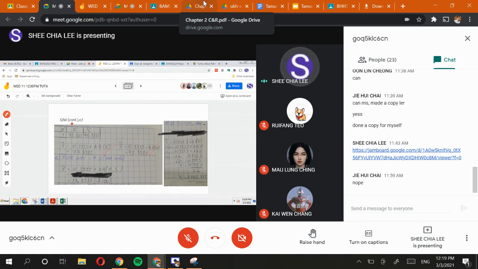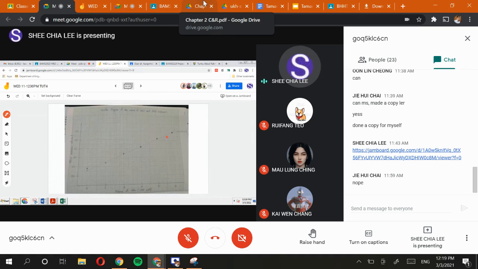Then use these 2 points to plot in your scatter diagram. Let's say this is your scatter diagram. So you draw the scatter diagram first. Firstly, only the dots, no line, only the dots. You draw the scatter diagram.